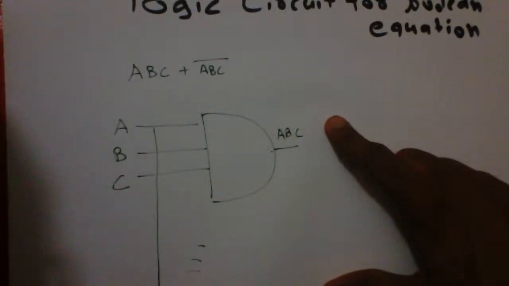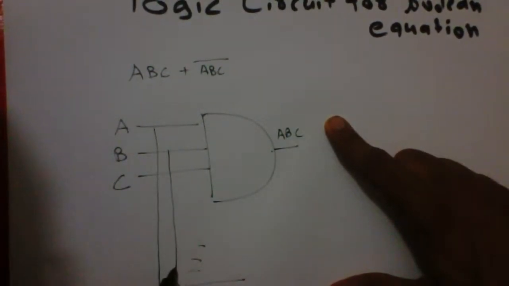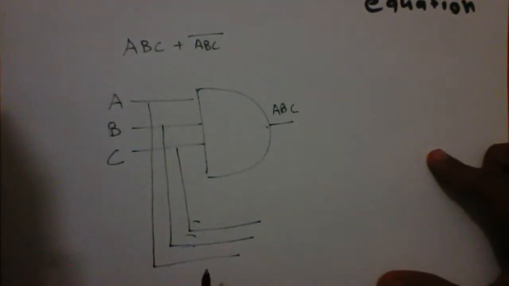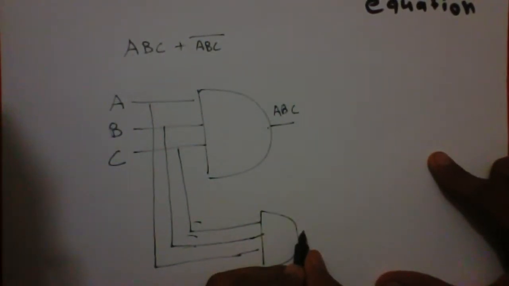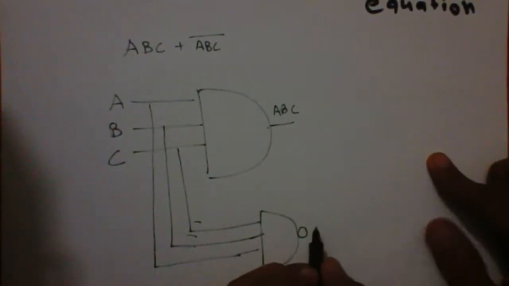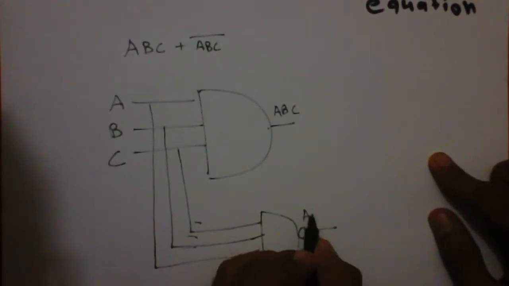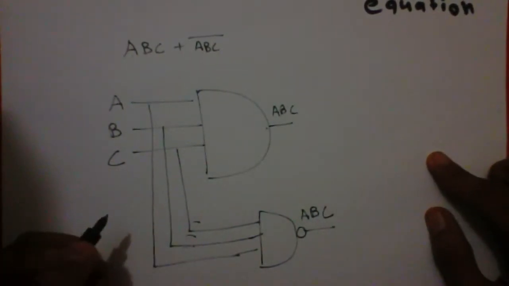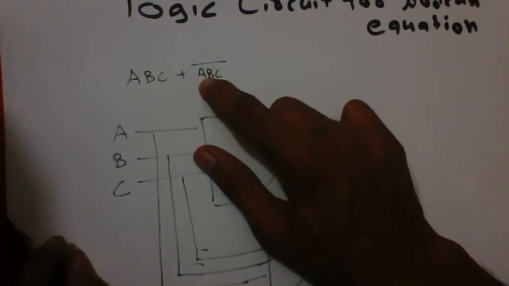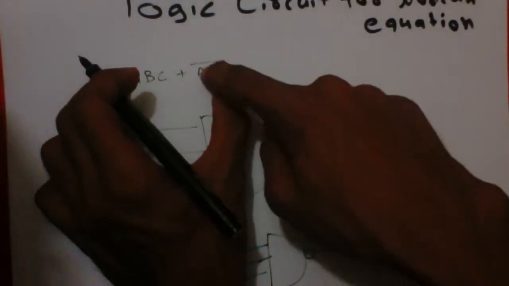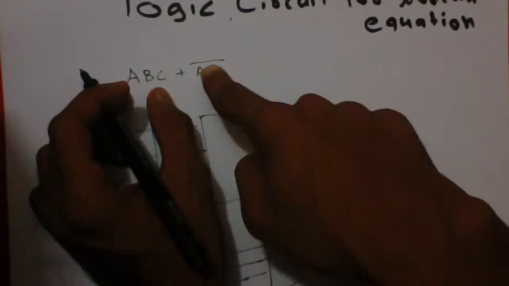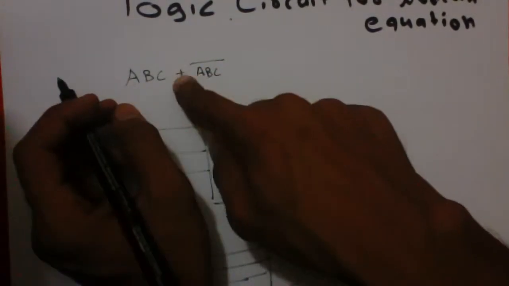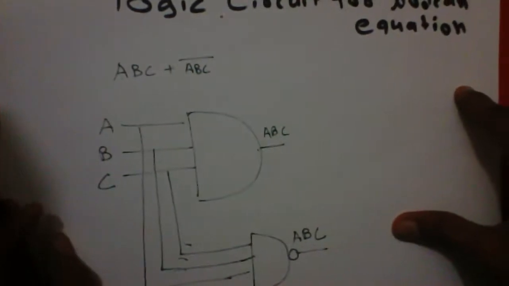So we will apply simply a NOT gate here. So we got the inverse of ABC, and we have to perform addition of both those expressions. We will perform addition by use of an OR gate.